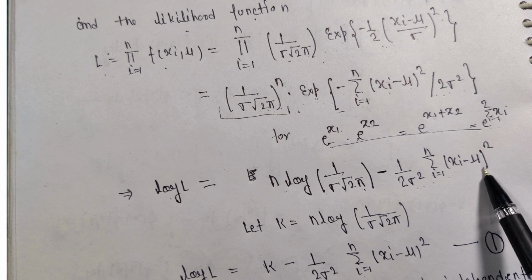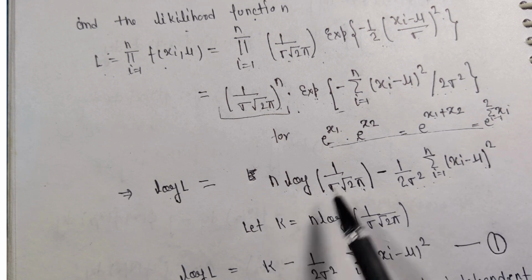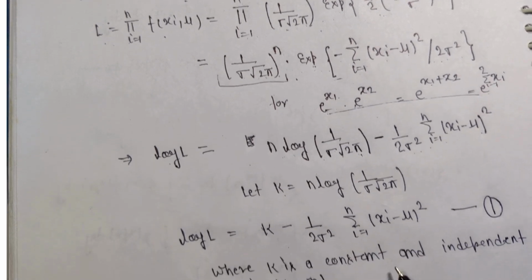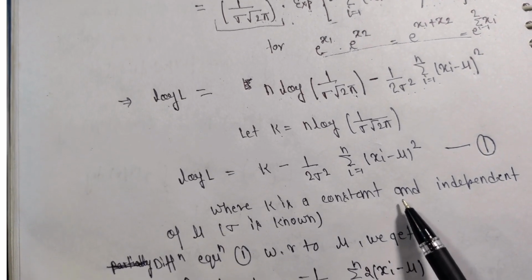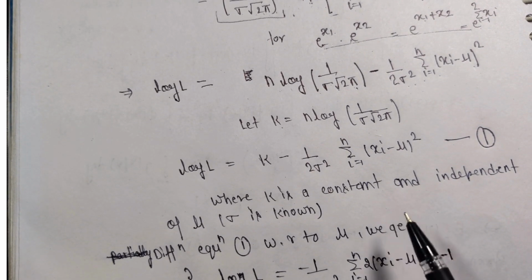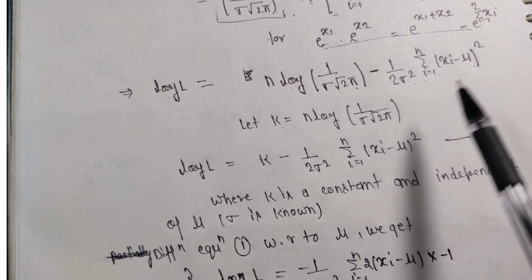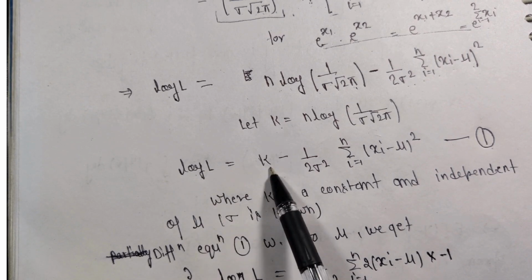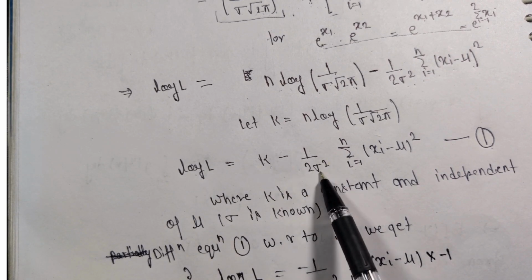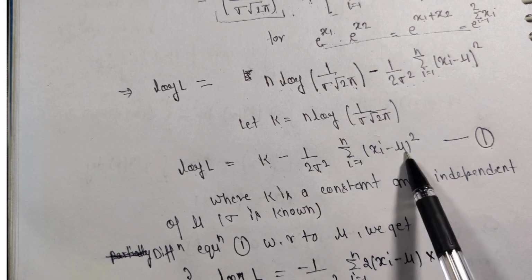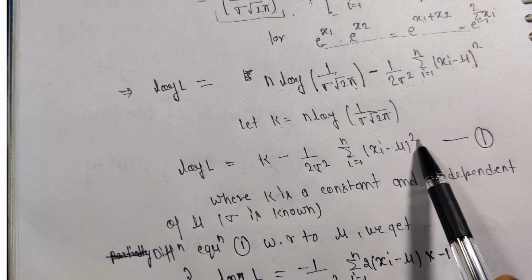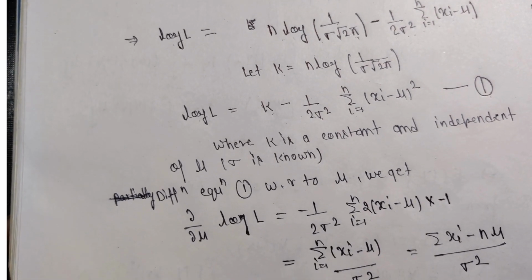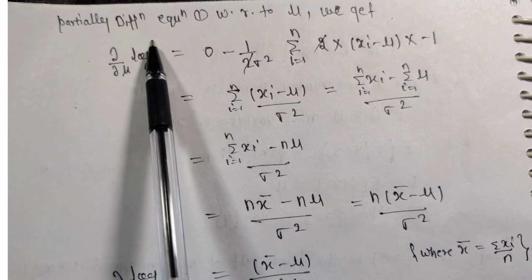Is it clear? Okay, now let's consider the first term equal to k, where k is a constant and independent of mu. Then we can write this equation as equation number 1: log L is equal to k minus 1 upon 2 sigma square summation (xi minus mu) square. Okay, is it clear?